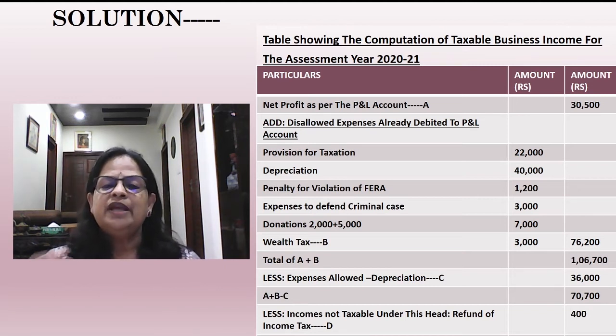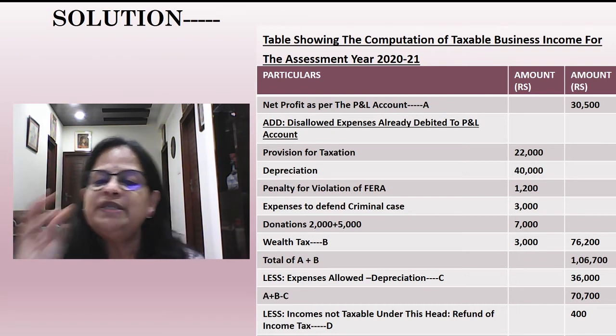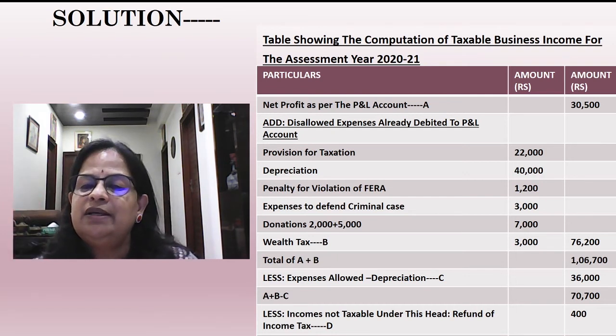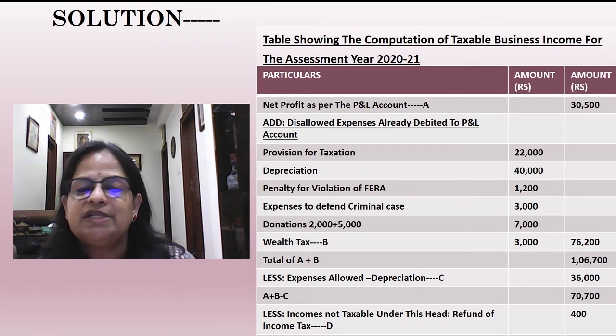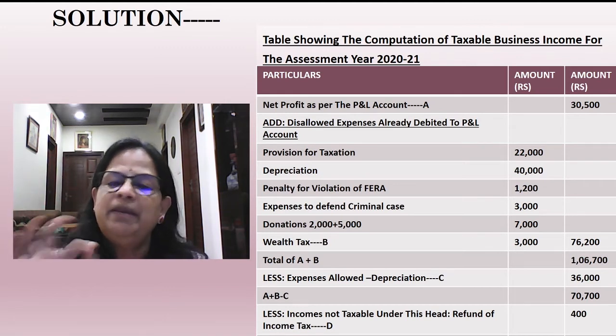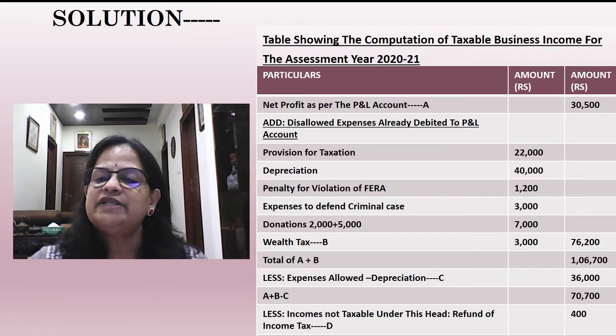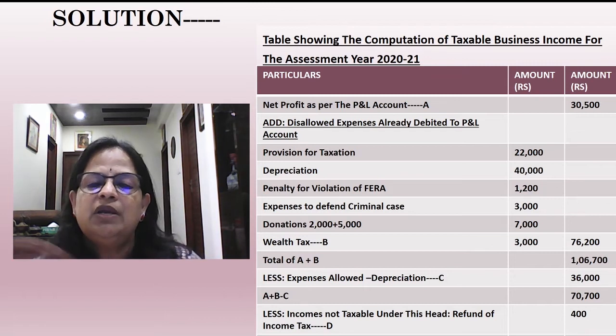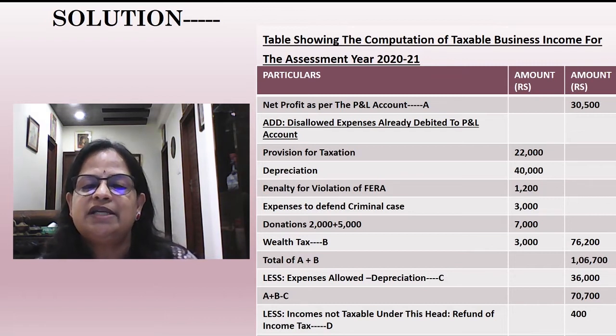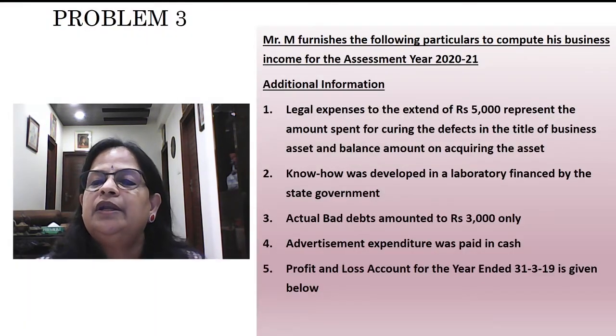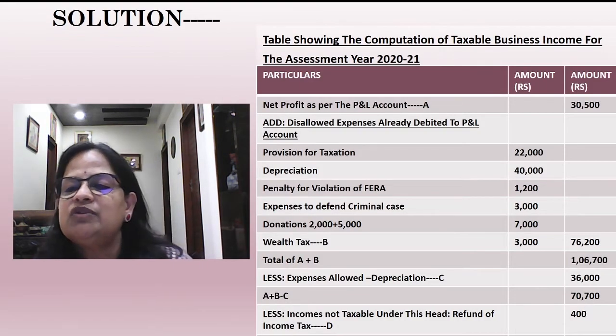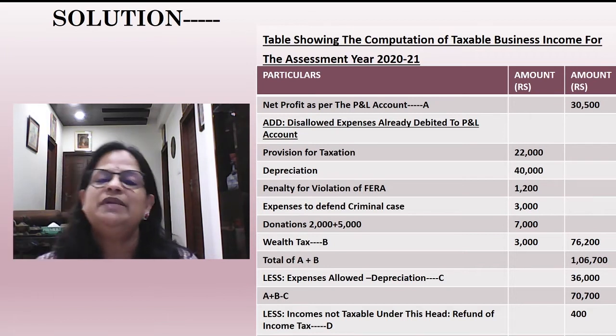Now expenses allowed. I told you depreciation, actual value, whatever is given in the additional information, we will allow 36,000. Now A plus B minus C. From 1,06,700, you are reducing 36,000, you are getting 70,700. Now less, incomes not taxable under this head. So I told you refund of income tax is not allowed. It is 400. Now, the taxable business income, we will get 70,700 minus 400. That is 70,300 will be the business profit.